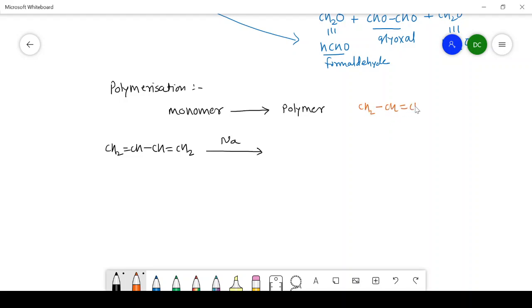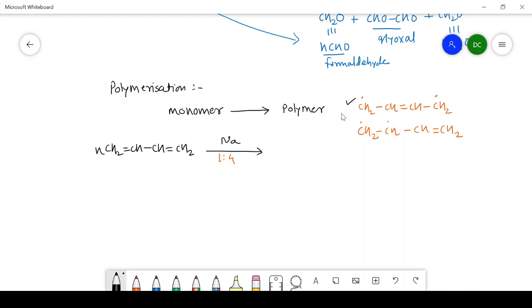CH, single bond CH, double bond CH, this type of diradical. And second, I will write here CH2 single bond CH here and CH2. These two diradical forms we have to consider in this polymerization, 1,4 addition, and a number of 1,3-butadiene molecules, n number of 1,3-butadiene molecules, suppose they are in the resonating form like this.